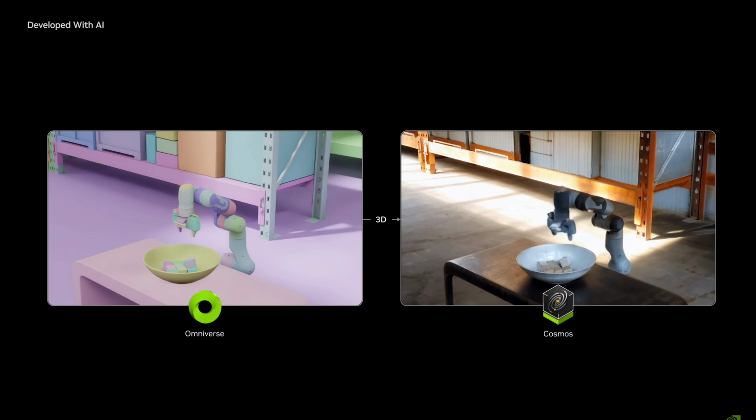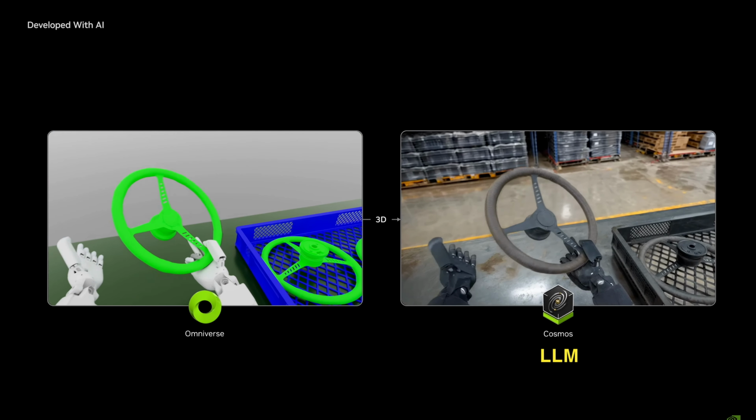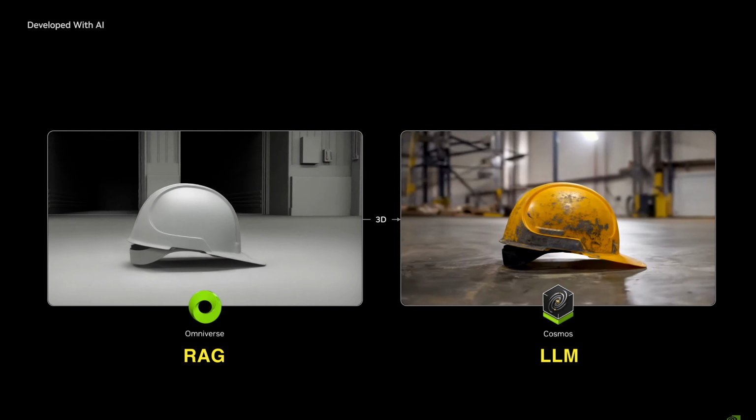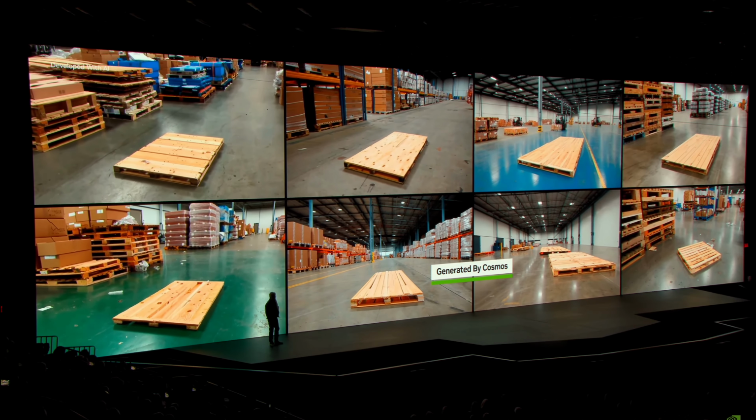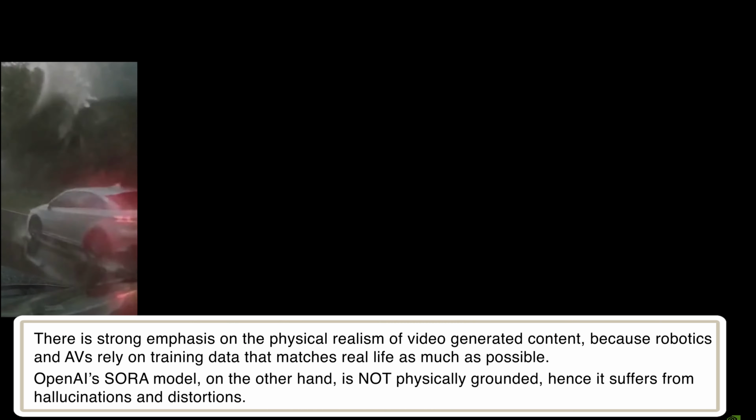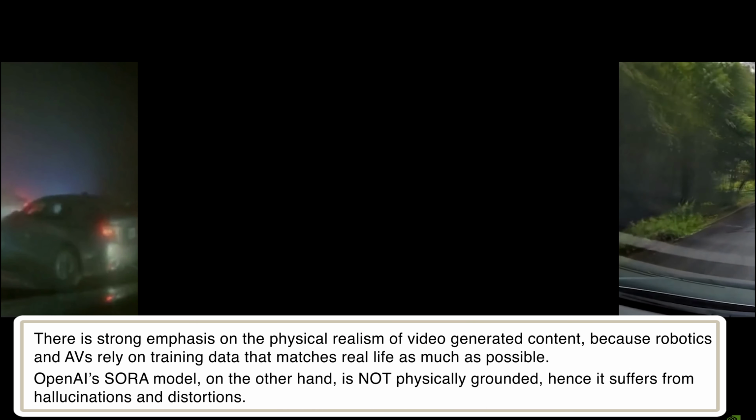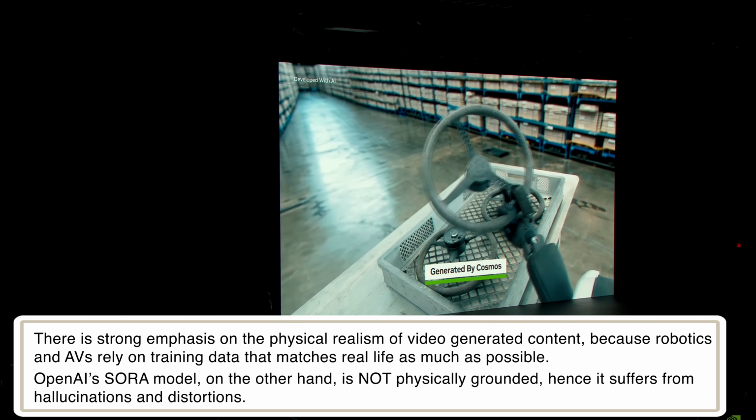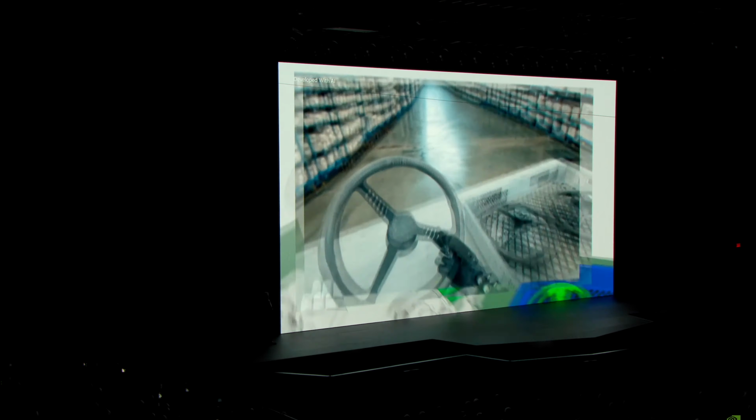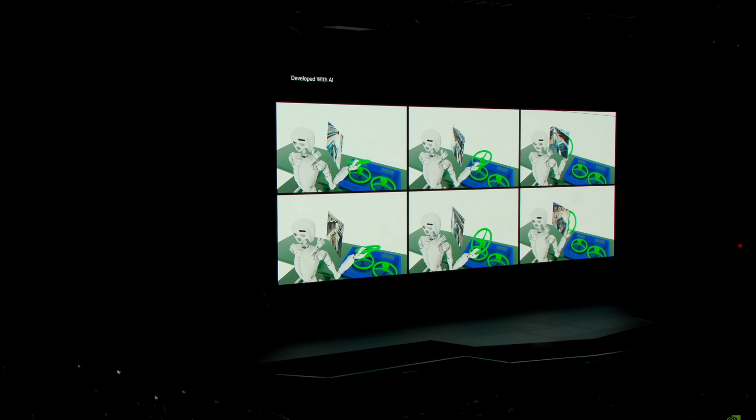This is exactly the same idea as connecting a large language model to a RAG, a retrieval augmented generation system. You want to ground the AI generation on ground truth. And so the combination of the two gives you a physically simulated, a physically grounded multiverse generator. And the application, the use cases are really quite exciting. And of course, for robotics, for industrial application, it is very, very clear.